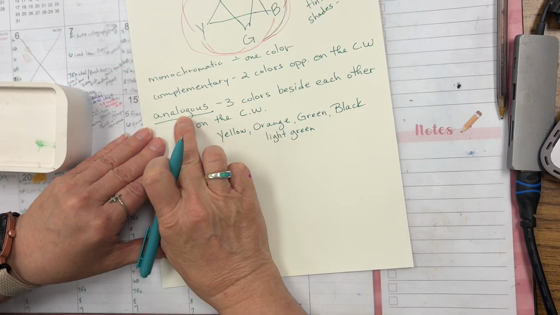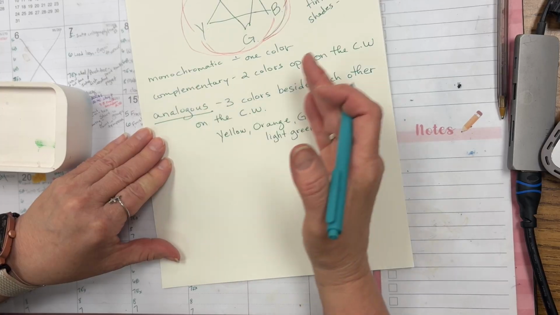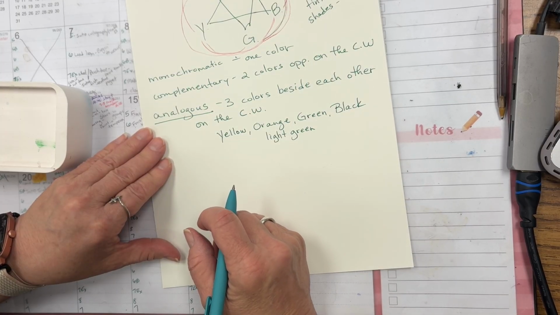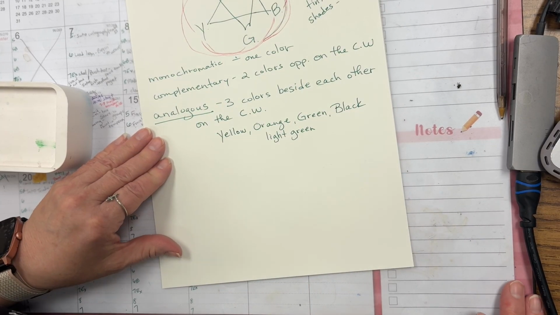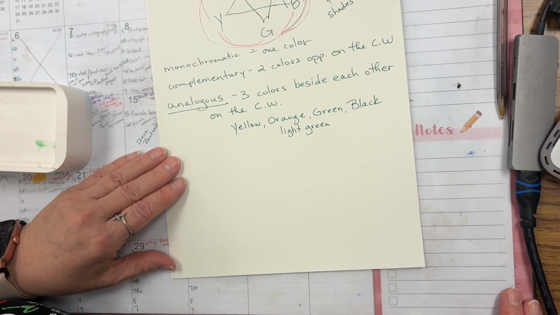If you don't know if the colors that you've chosen are analogous, come to the teacher and ask them, hey, are these three colors workable for analogous? And she'll help let you know whether those three colors are found beside each other on the color wheel. It's just a good idea to check.